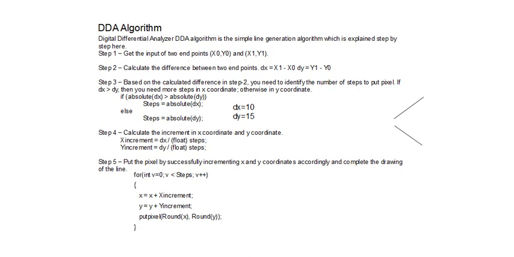Whichever coordinate is having more change, for that the increment will remain 1. So the increment will be 1 for that coordinate which is having the larger change. The other will get an increment based upon this formula. Then after calculating the x increment and y increment, we will put the pixel by successively incrementing x and y coordinates accordingly and complete the drawing of the line.